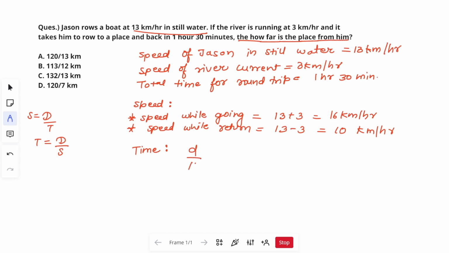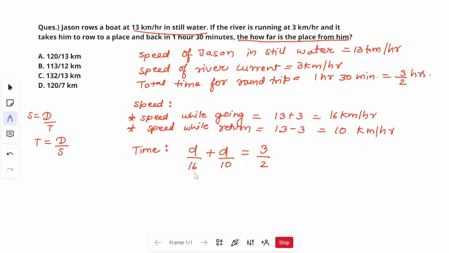Now for speed, we will sum both the times, that is the downstream speed and the upstream speed. So d upon 16 plus d upon 10 is going to be equal to how much? It is given to us as 3 by 2. What is this 3 by 2? We will convert 1 hour 30 minutes to a fraction, so it will be 3 by 2 hours simply.